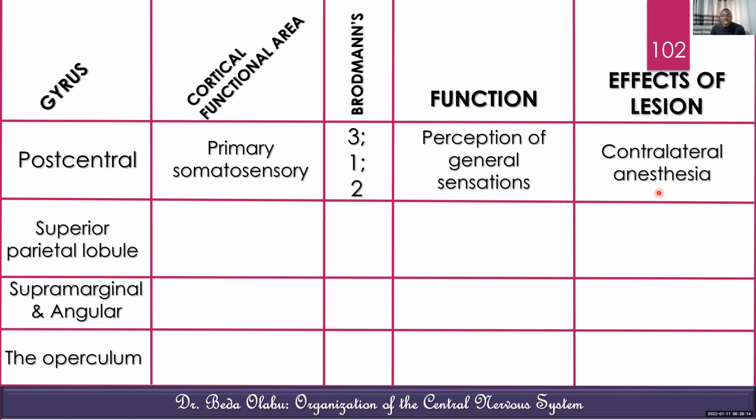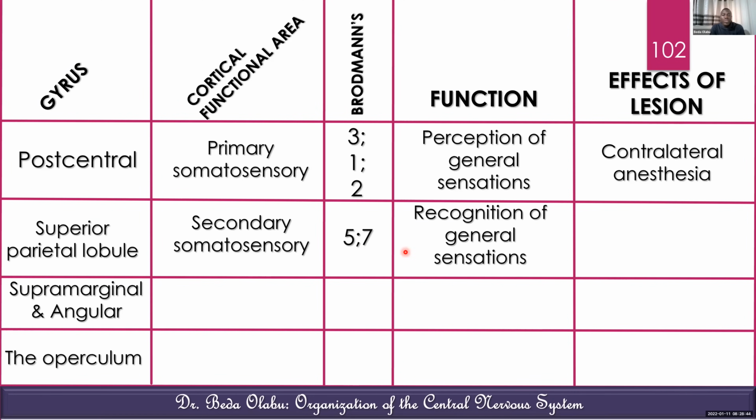The term we use is anesthesia, but remember the concept of decussation will make this be contralateral clinical manifestations. Superior parietal lobule houses a region we call the secondary somatosensory cortex. This is area number 5 and area number 7. 5 is anterior and 7 is posterior to that one. The secondary somatosensory cortex is responsible for recognition of the sensations that have been perceived by the primary somatosensory area.